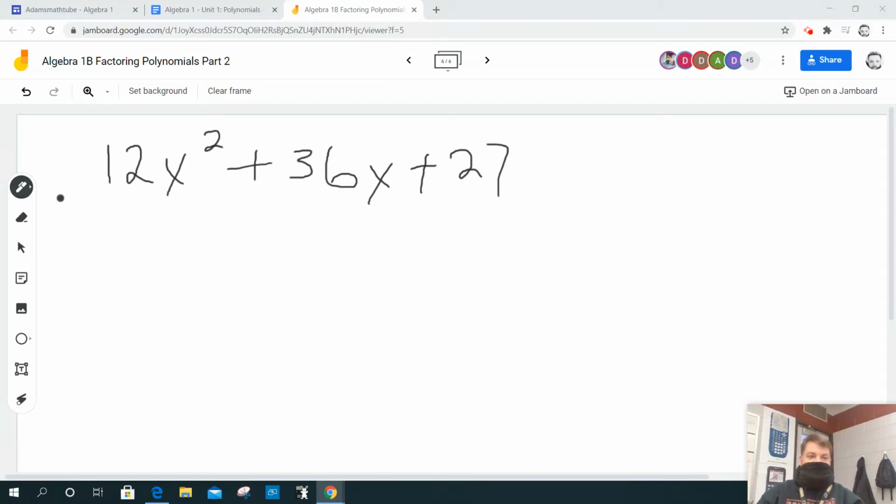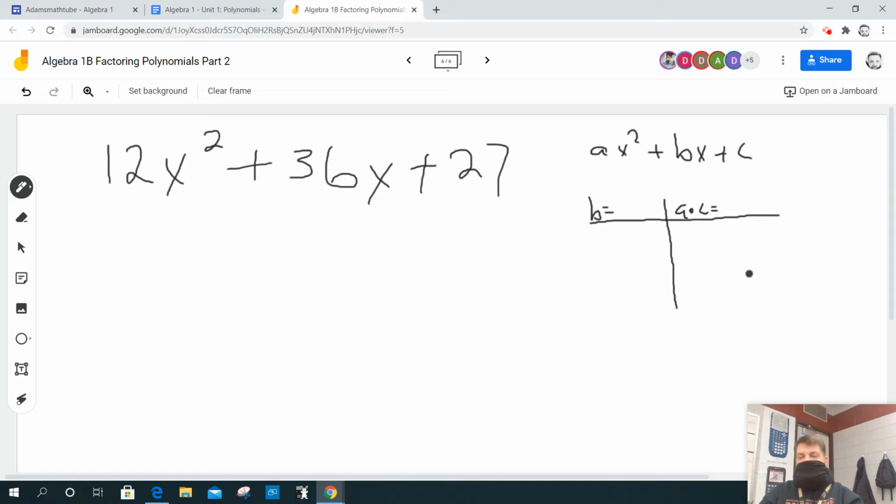All right, so again, we're going to use the AC method. And what I mean by the AC method is that we have quadratics. Now, quadratics are generally written in the form ax squared plus bx plus c. And in the AC method, we're going to list A, B, and C, and we're going to come up with two numbers that when I multiply them, they equal A times C, and when I add them up, they equal B.